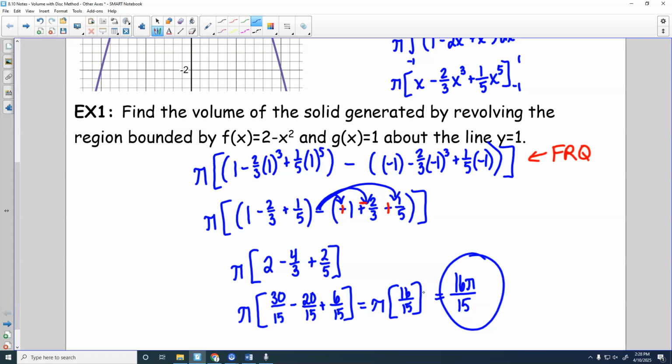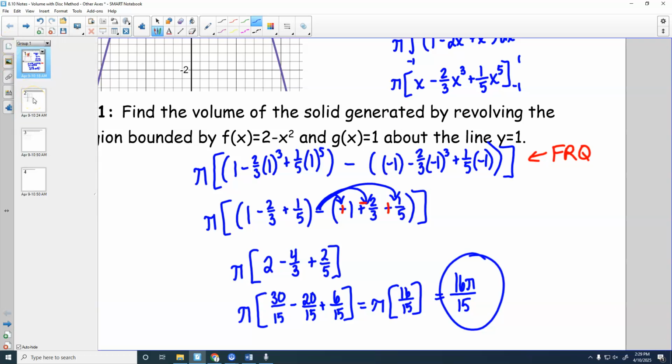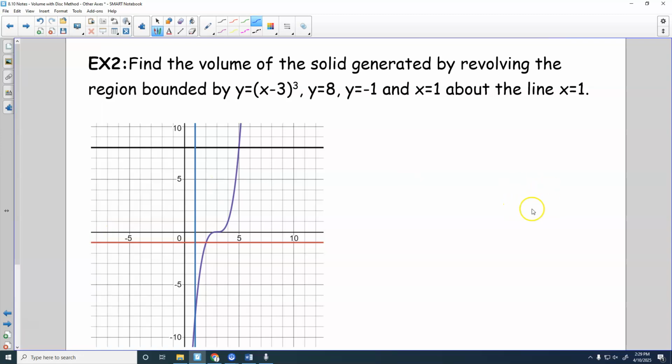Okay, questions? All right, let's try another one. Let's revolve around a vertical line.